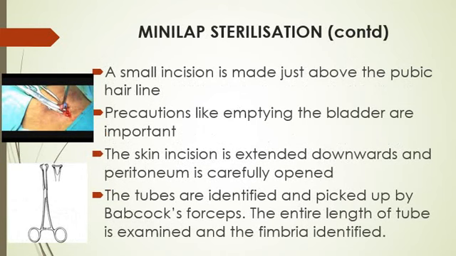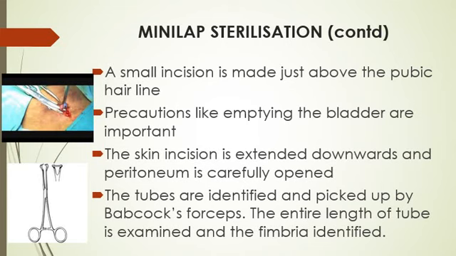So a small incision is made just above the pubic hairline. It can be transverse or midline longitudinal. The preferred one is the transverse incision. Precautions like emptying of the bladder are important, otherwise one is liable to injure the bladder, because in this we are going quite low suprapubically. The skin incision is extended downwards through the fat and the rectus sheath till the peritoneum, and then the peritoneum is carefully opened, taking care not to injure either the bladder or the bowel.